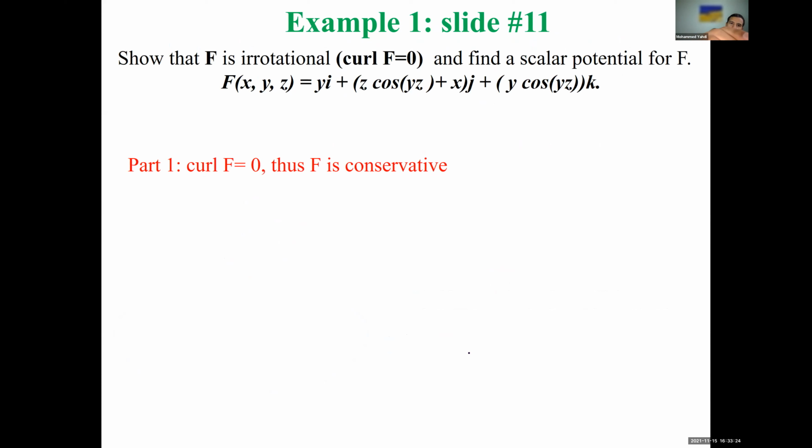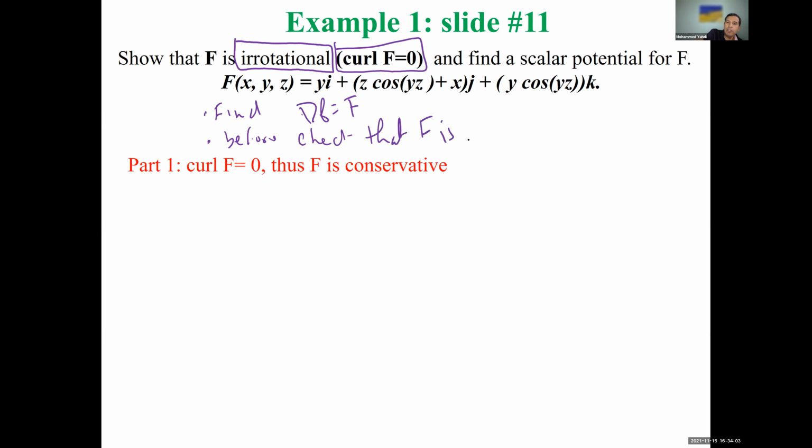So what I'm calling it is that F is irrotational. Irrotational means curl F is 0. There will be no rotation. That's the notation and the meaning of that. Here is an example: find the scalar potential of f. So basically find f such that gradient of f equals F. But before that, we need to check that F is a conservative field.